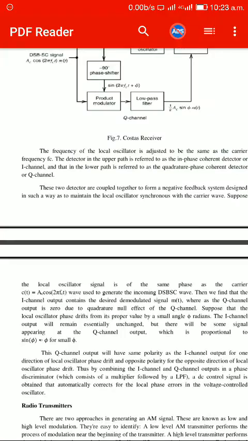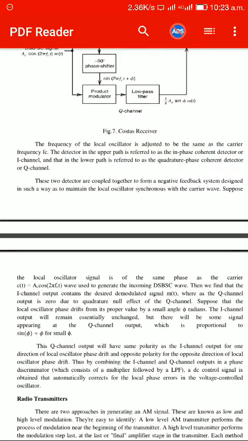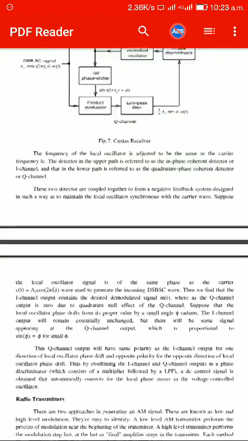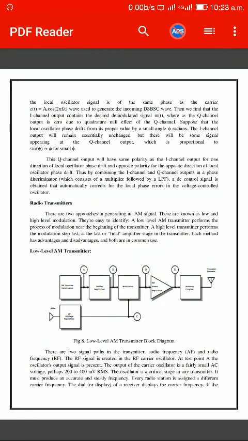Next, one thing that is very important: here the local oscillator has the same phase as the carrier wave. It means that when c of t is the same as the frequency generated from the local oscillator, the desired m of t becomes available.